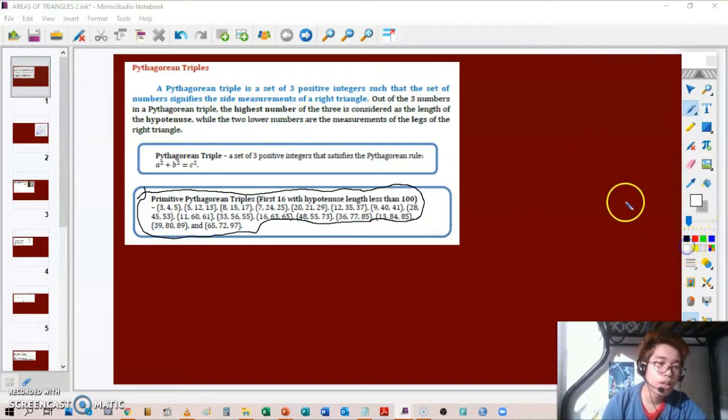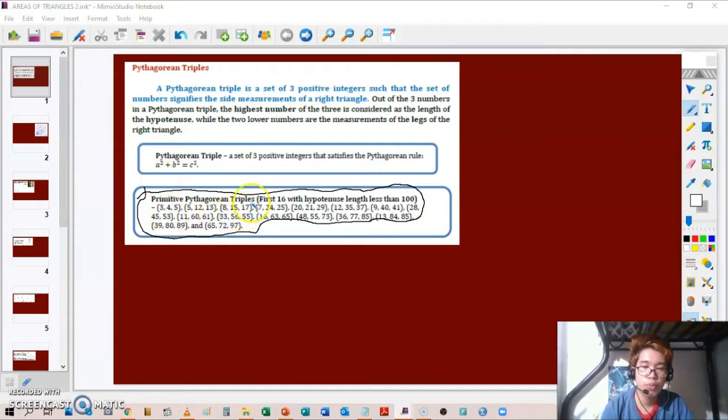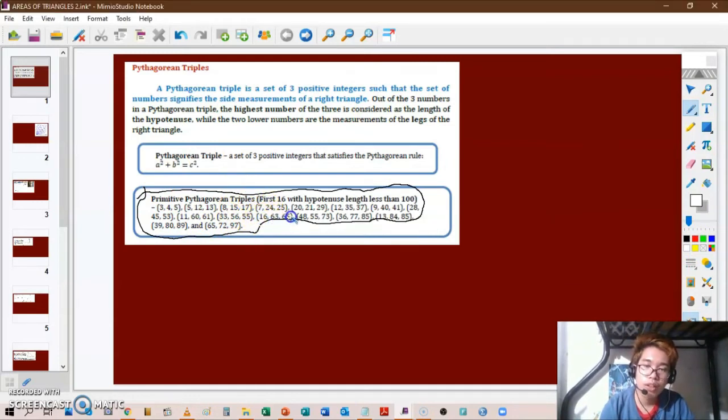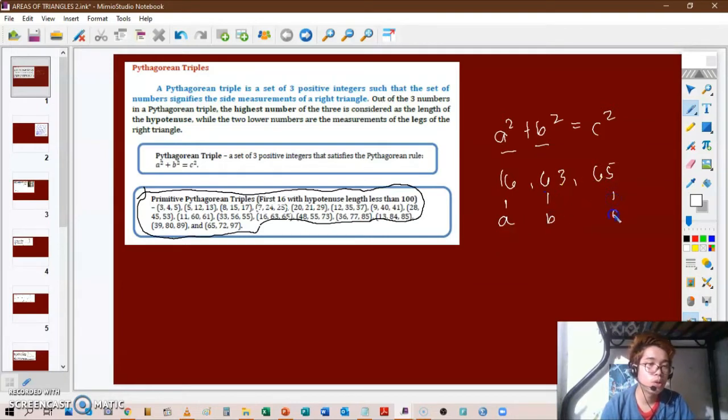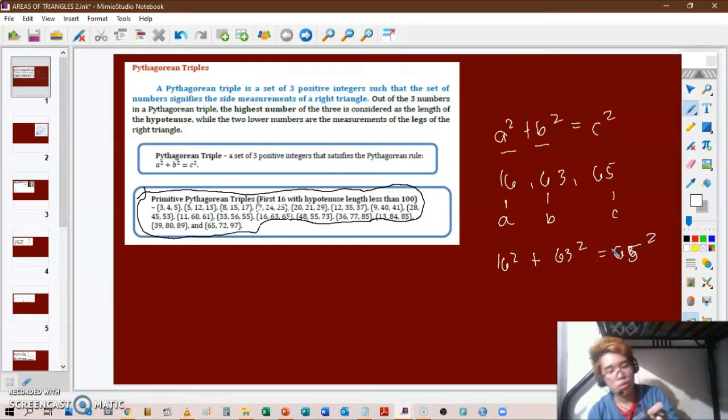Let's just check if they are some of the Pythagorean triples. Let's try this one, just a random one. We have a squared plus b squared is equal to c squared, where a and b are the legs of the right triangle. If we have 16, 63, and 65, then a must be 16, b must be 63, and of course the hypotenuse c must be 65. So we have 16 squared plus 63 squared is equal to 65 squared, and let's check whether that's correct.